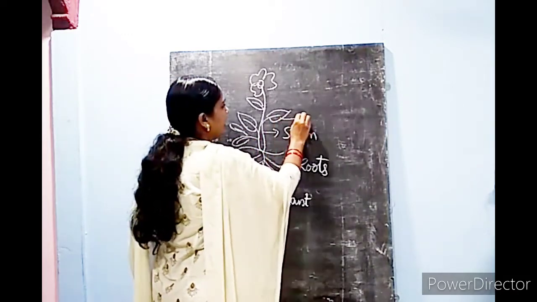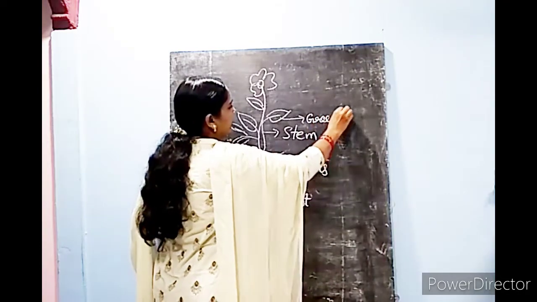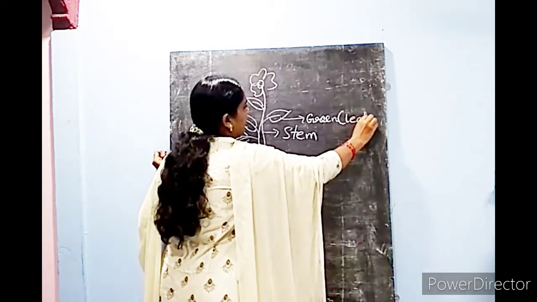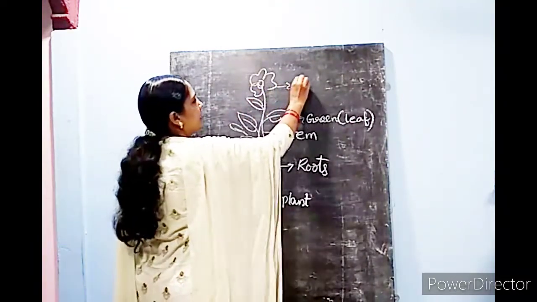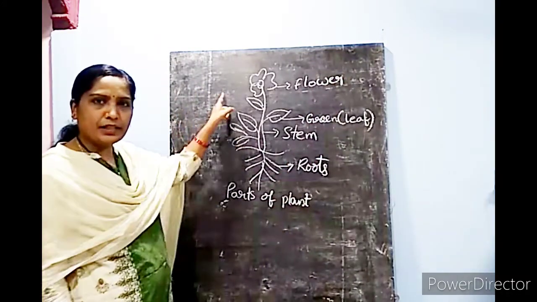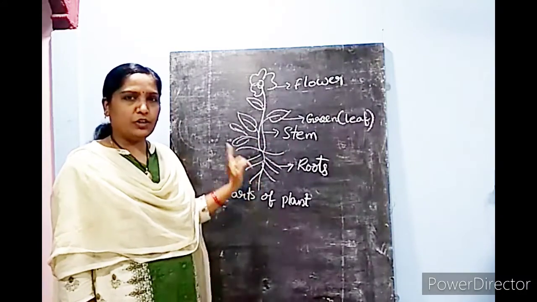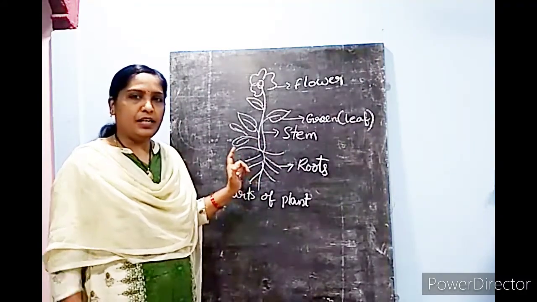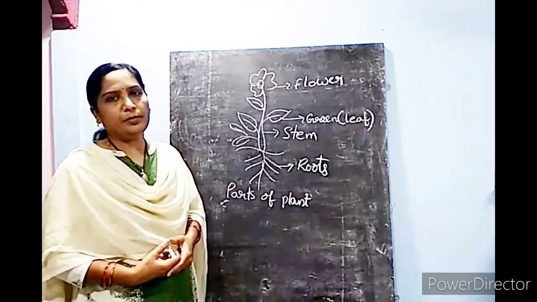So these green color parts are above. Leaves are in which color? Green color. And this part is the flower. So these are the parts of a plant. Everybody knows this. Draw it in your diagram neatly. In your notebook, you draw this diagram and label all the parts.